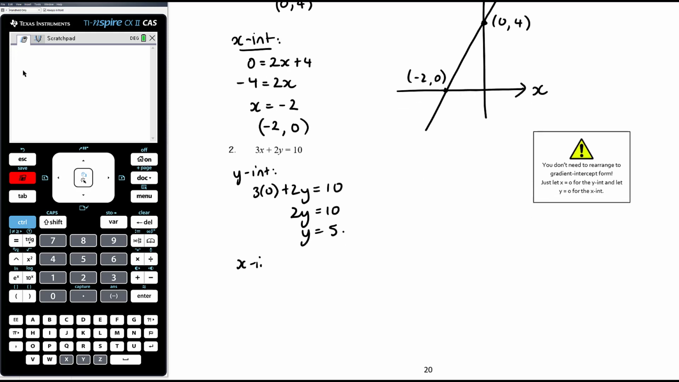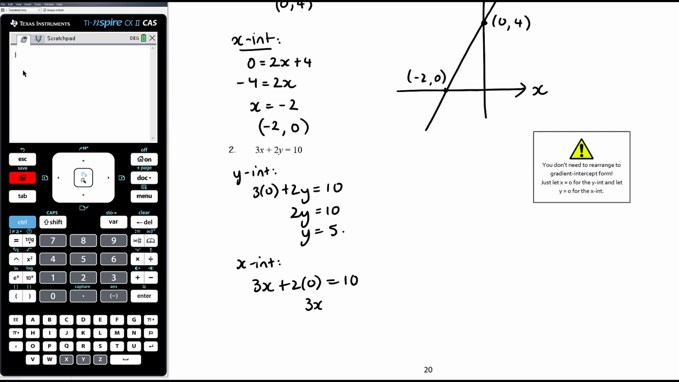X-intercept is letting y equals 0. 3 times x plus 2 times 0 equals 10. Again, I wouldn't write out that line. I can see immediately from the original equation when I let y equals 0, that term's going to disappear and I get the equation 3x equals 10.